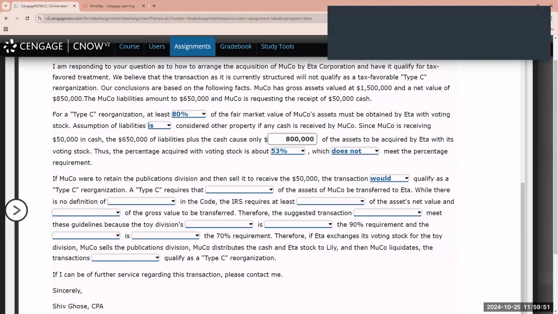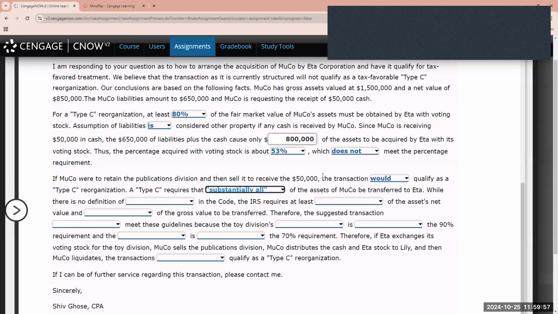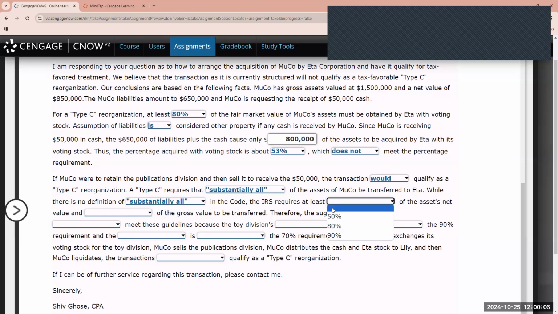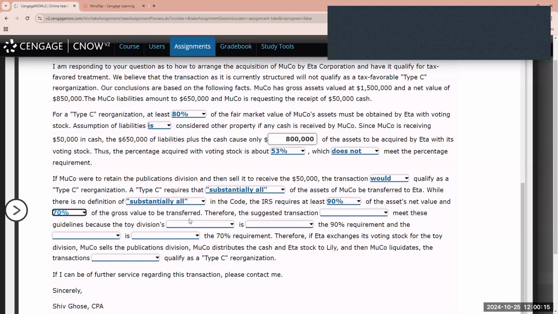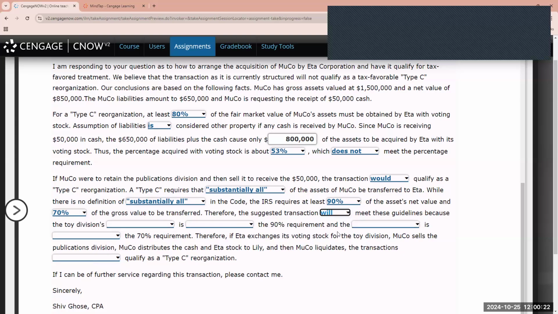And we know that a Type C reorganization requires that substantially all of the assets of Muco be transferred to ETA. And although there's essentially no definition of substantially all in the Internal Revenue Code, the IRS requires at least 90% of the assets' net value, and as we mentioned before, 70% of the gross value to be transferred. So therefore, the suggested transaction will meet these guidelines, because if we consider the toy division's net value, it's more than the 90% requirement, and the gross value is more than the 70% requirement.